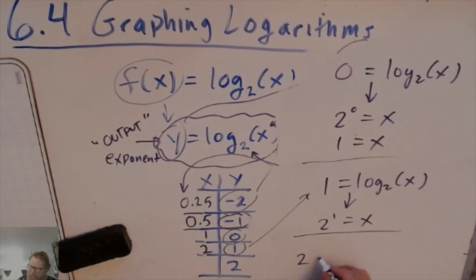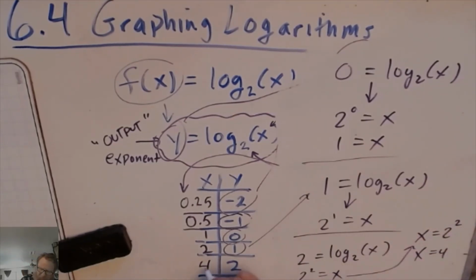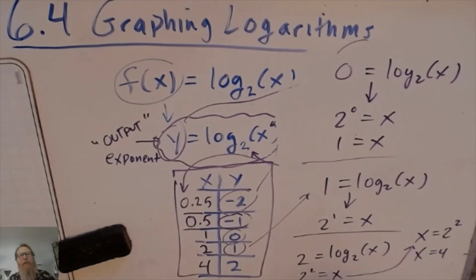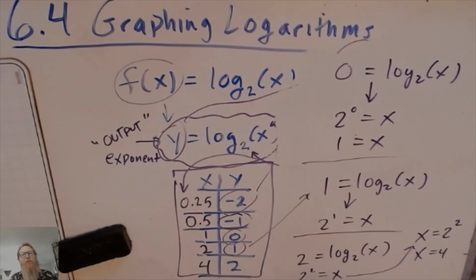For my last one, 2 equals log base 2 of x. So that means 2 squared equals x. I'm not sure if you can see that. I'll write it up here. x equals 2 squared. So x is equal to 4. Okay. So this is your mother function log table for the base 2 logarithm.